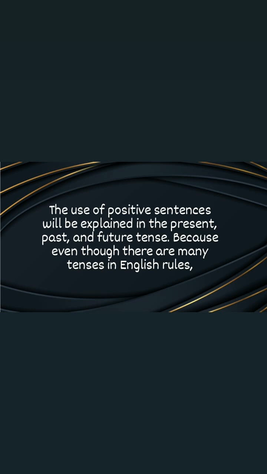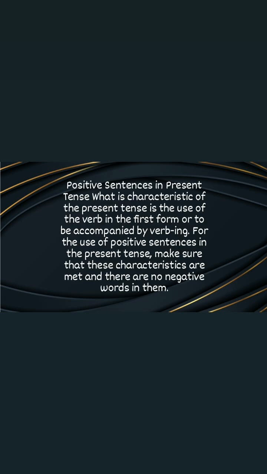The use of positive sentences will be explained in the present, past, and future tense, even though there are many tenses in English rules. Positive sentences in present tense. What is characteristic of the present tense is the use of the verb in the first form or to be accompanied by verb in ing. For the use of positive sentences in the present tense, make sure that these characteristics are met and there are no negative words in them.